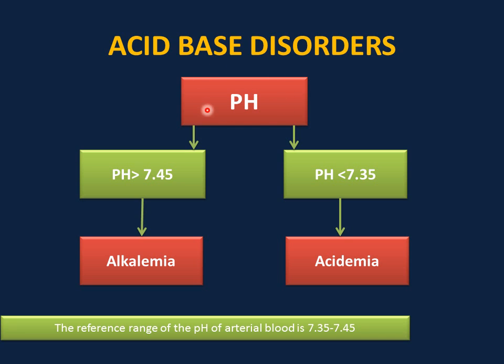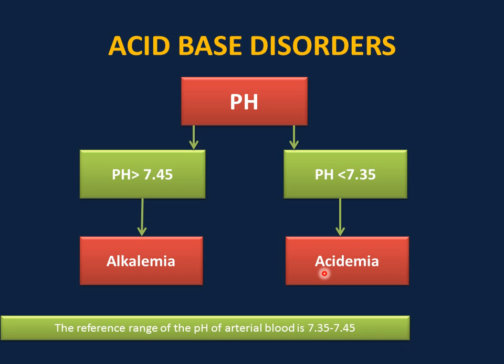The pH is the first thing to look at when you are presented with an ABG, or arterial blood gas. You want to know if you are dealing with a case of acidemia or alkalemia. So first thing, check the pH. If the pH is more than 7.45, this is a state of alkalemia. If the pH is less than 7.35, you are dealing with a state of acidemia.